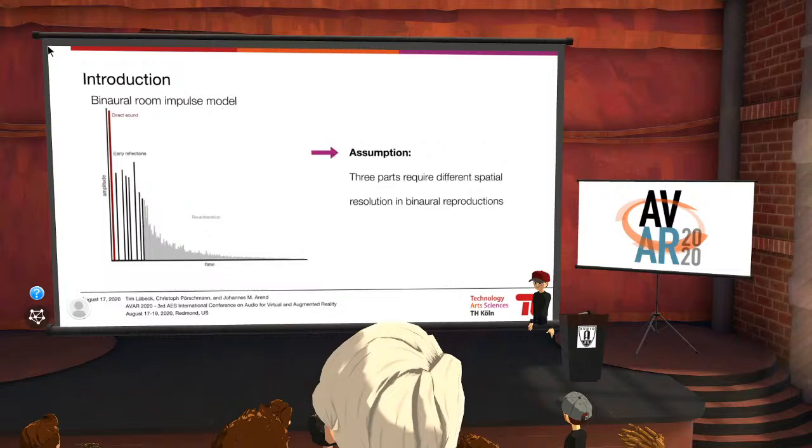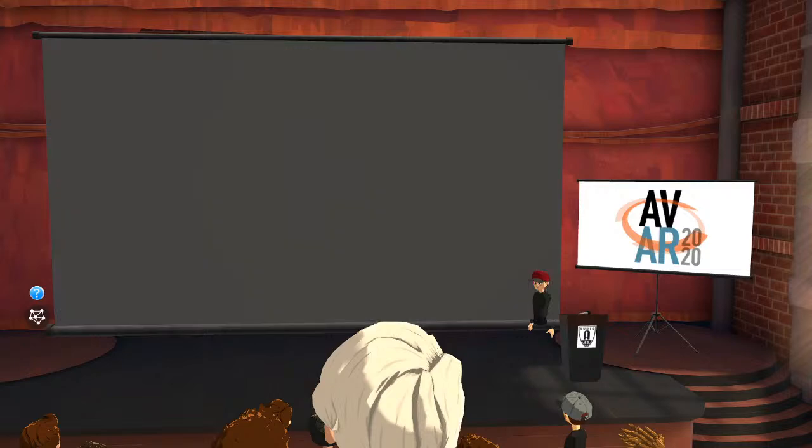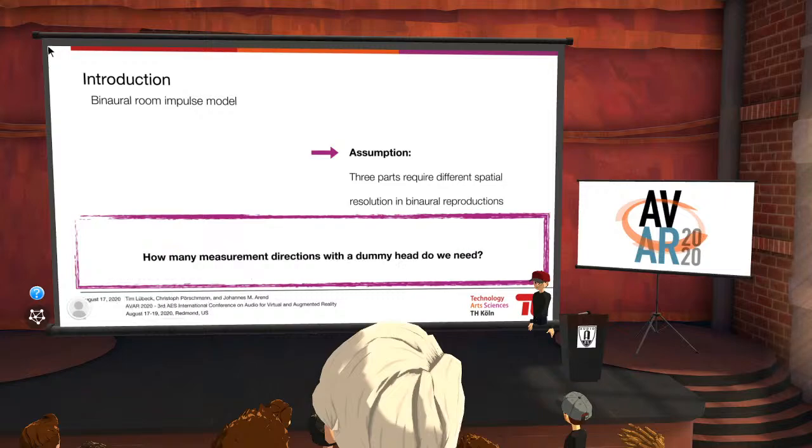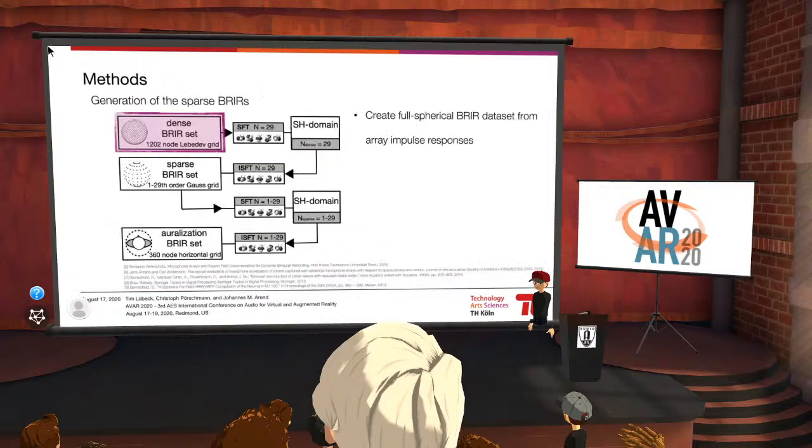So we can assume that for these three parts of the binaural room impulse response model, we need different spatial resolution for binaural reproduction. Again, we define spatial resolution as the grid order of the dummy head. So we try to answer the question, how many measurements with a dummy head do we need? Now I will explain how we calculated the binaural room impulse responses which we tested in the final listening experiment. We are starting from a dense BRIR set.